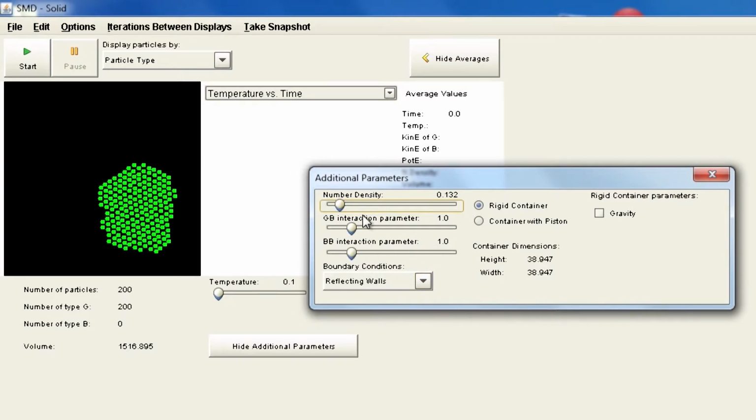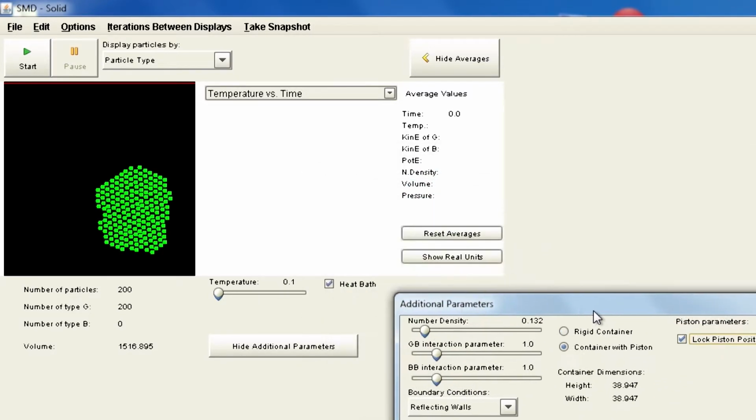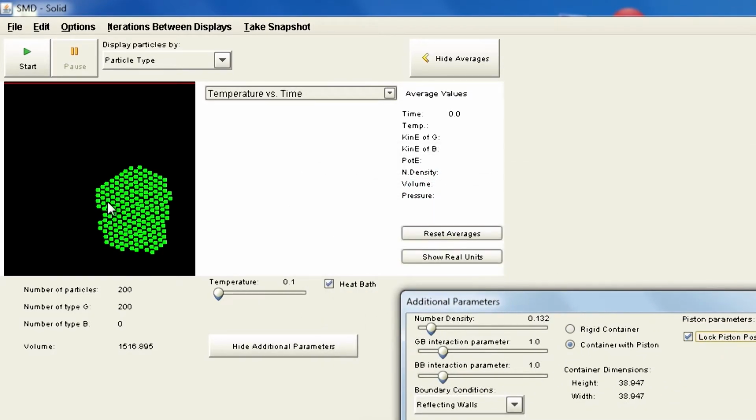We can look at the interaction parameters, which is fine. You can also look at two boundary conditions: reflecting walls, and periodic boundary condition, which is very important for bulk property calculation. Then you have a rigid container, or a container with a piston, and in that you can also lock the piston, or have no piston. We have seen this. Now the initial condition here is the crystalline structure.